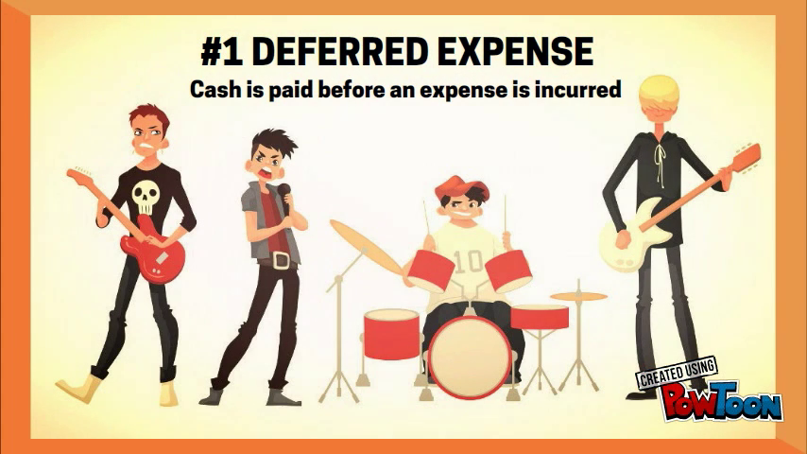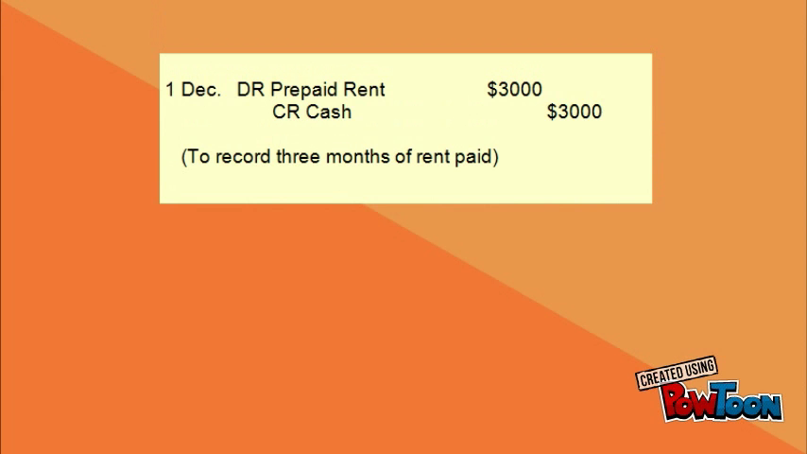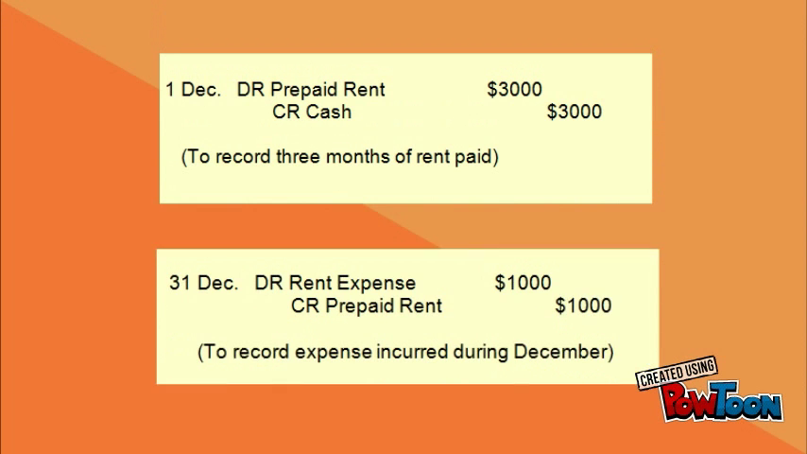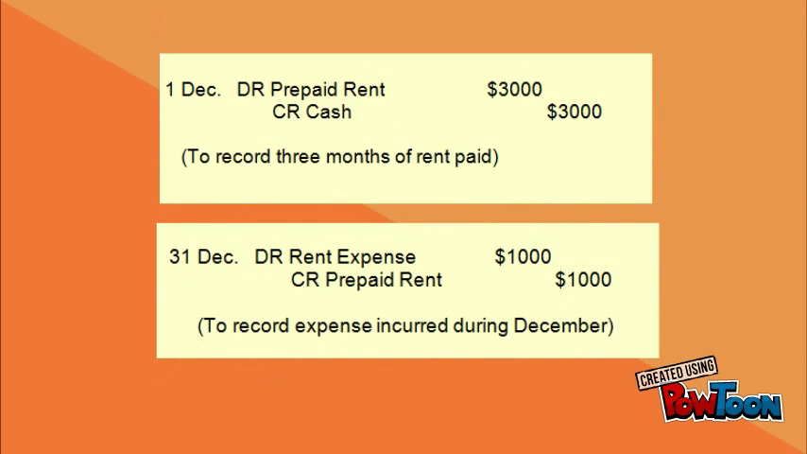For example, a band is performing a series of concerts over summer. On December 1st, they prepay the hire of the venue for December, January and February. On the 31st of December, when the financial statements are prepared, 1 month has passed. Therefore, an adjusting entry is made to transfer 1 month of rent from prepaid rent to rent expense.